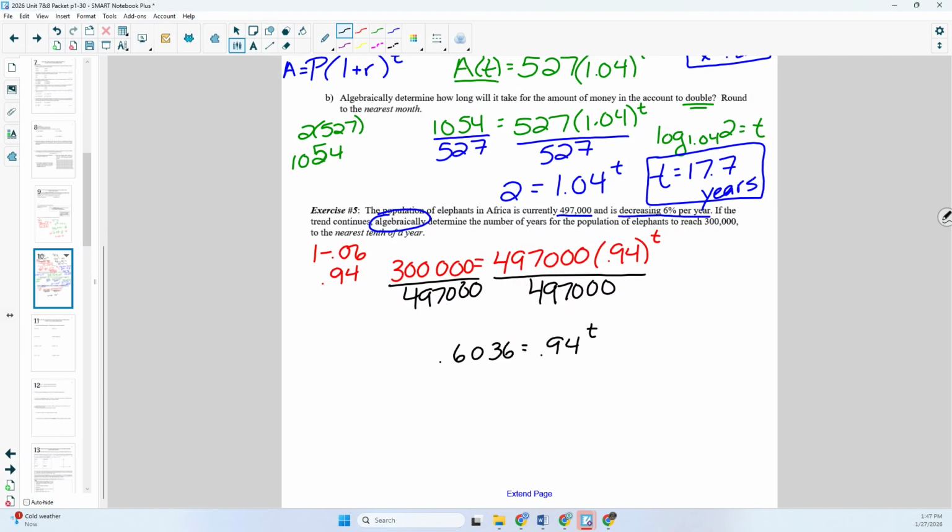You are always going to choose whatever you want to round to in these intermediate steps, just at the end, make sure you're keeping the whole decimal, and make sure you're rounding to whatever is asked for at the end. So we're ready for log form. Don't like the way that base looks. Log base 0.94 of 0.6036 equals t. And if I take that in with the whole decimal, to the nearest tenth, that's going to give me 8.2 years.